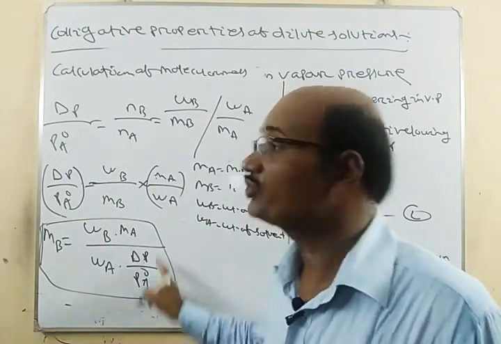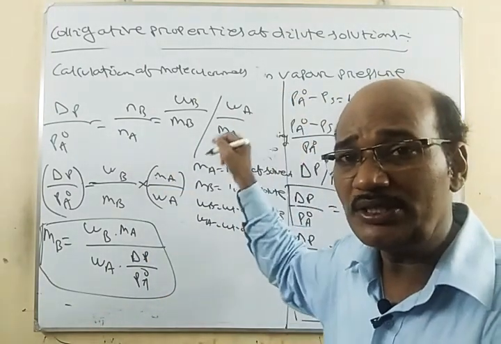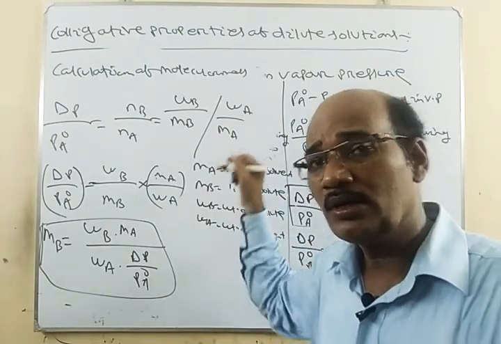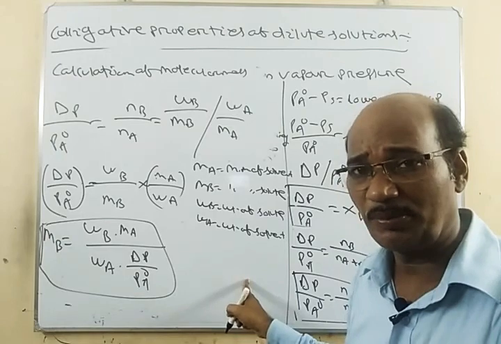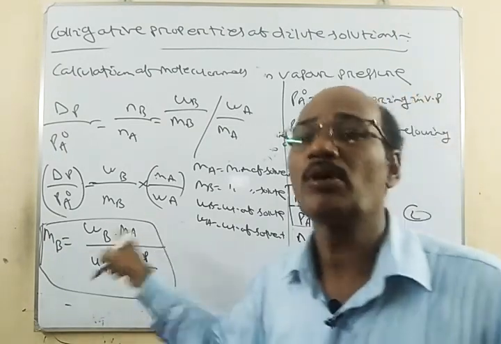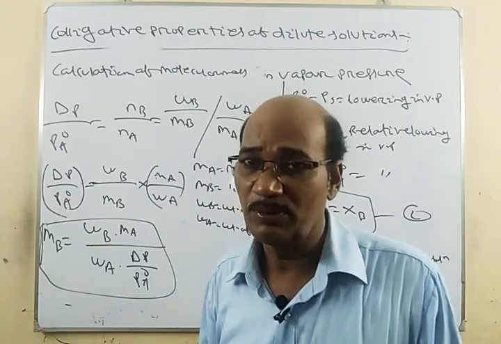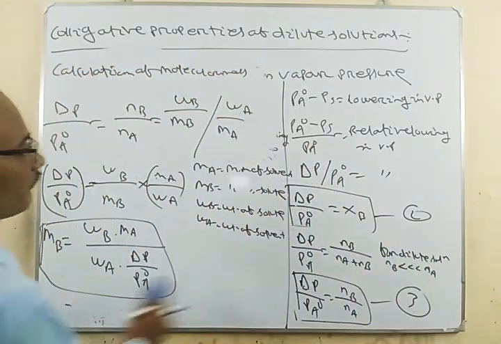So, relative lowering in vapor pressure is a colligative property, and from this we have proved that, and again we have calculated the molecular mass of solute from the relative lowering in vapor pressure. Okay, let us have a numerical on this.